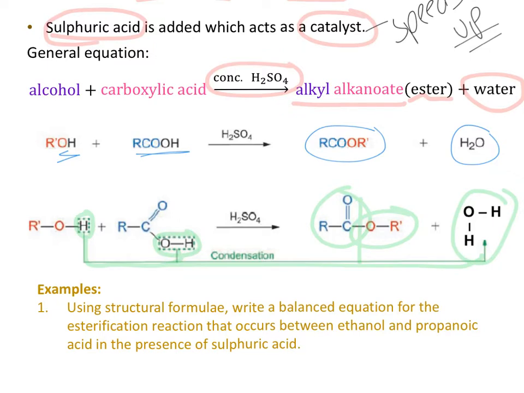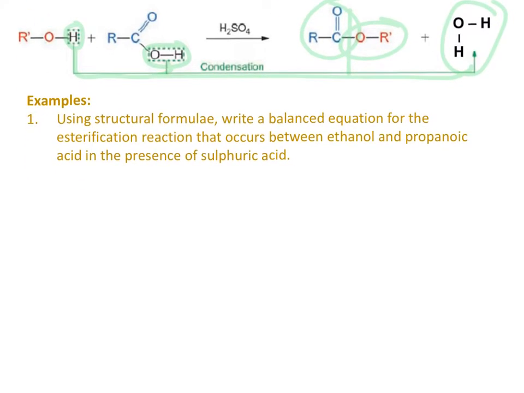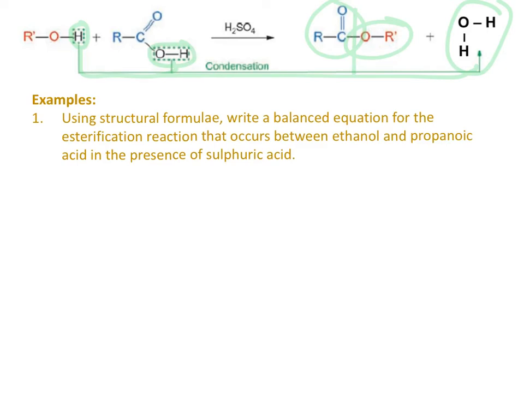Okay? So, we're going to look at a couple of examples. It says, use structural formulae. That means write it out properly. Write a balanced equation for the esterification reaction that occurs between ethanol and propanoic acid. So, before we do anything else, let's start with the ethanol. Okay? So, ethanol, 2 carbons with the OH. That's ethanol. We all good with that?